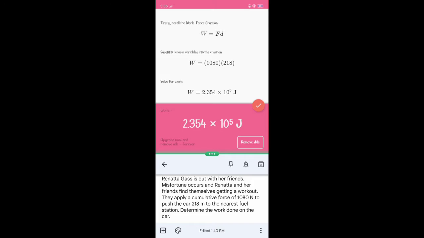So here is the detailed solution. First, we recall the work force equation. So the formula, which is W is equal to Fd, or work is equal to force times displacement. So next is to substitute known variables into the equation. So we have W is equal to, we substitute the value for force, which is 1080, and for displacement 218. Then solve for work. So we have the answer, 2.354 times 10 to the power of 5 joules.